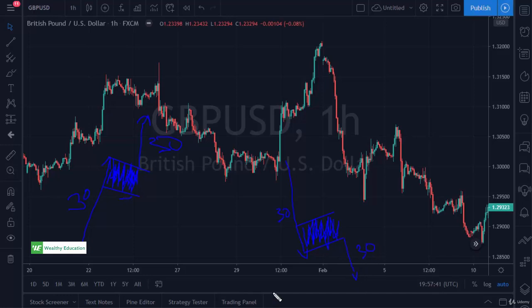So that's a flag. So what's the difference between a flag and a pennant? Well, basically the shape of the consolidation. So in a pennant, it might be something more like this. Basically, it's a triangle. So your consolidation is just that.